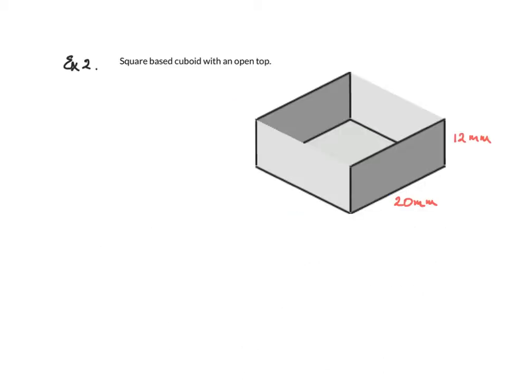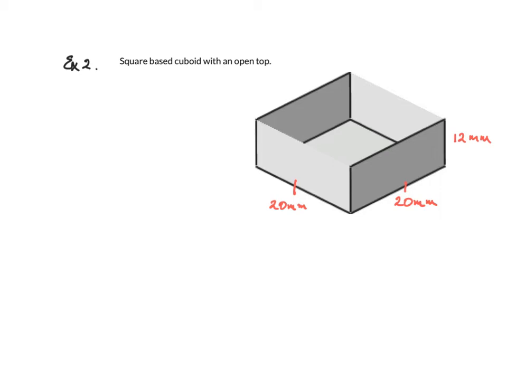Example 2. Now we're told that we have a square-based cuboid with an open top, and we want to work out the total surface area of the shape. The fact that it's square-based is important. It means that this dimension is the same as this dimension here, so this is also 20 millimetres. And I think you can see from the diagram that we don't have a top. So instead of having 6 faces, we have only 5 faces.